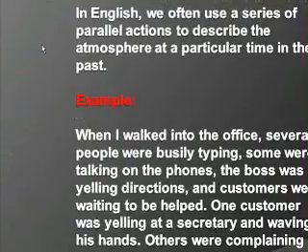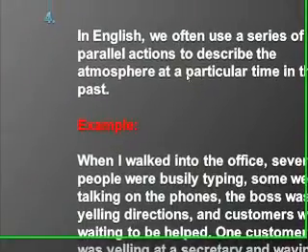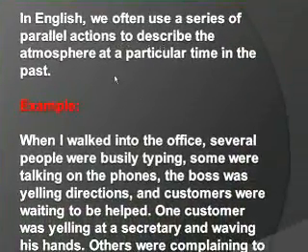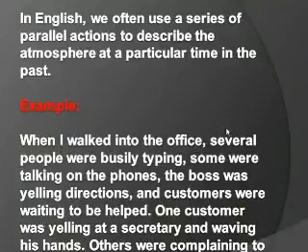Number 4. In English, we often use a series of parallel actions to describe the atmosphere at a particular time in the past. Examples: When I walked into the office, several people were busily typing. Some were talking on the phones.